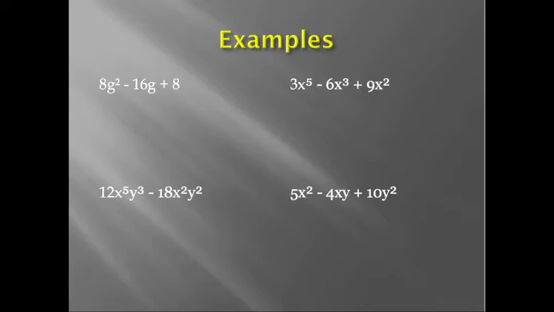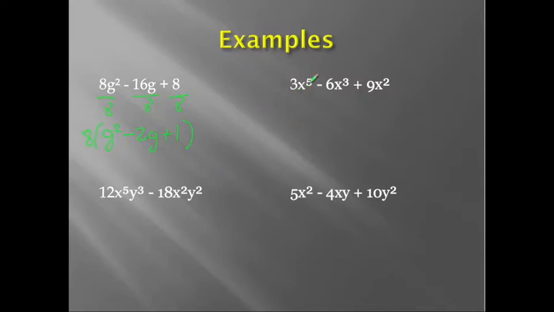Let's try some more examples. Okay, 8g squared minus 16g plus 8. So my GCF will be 8. So I'm going to divide each term by 8. So I'll be left with g squared minus 2g plus 1. Do not forget to write your GCF in front of your quotient.